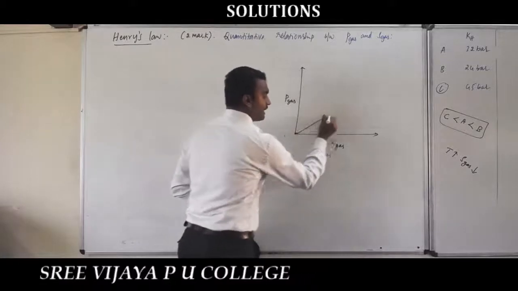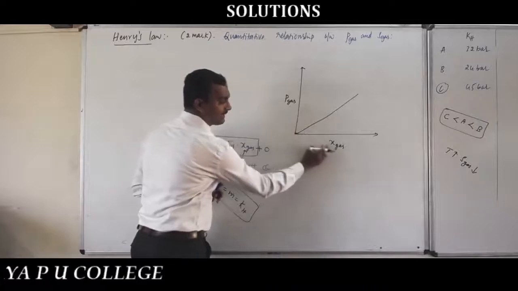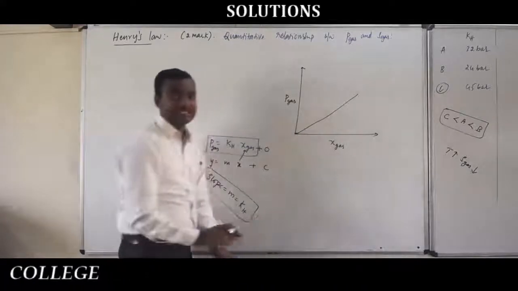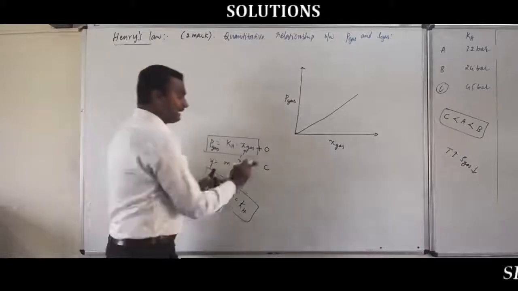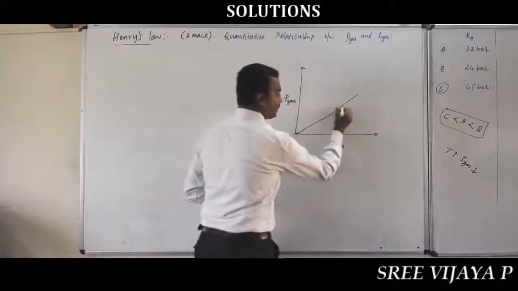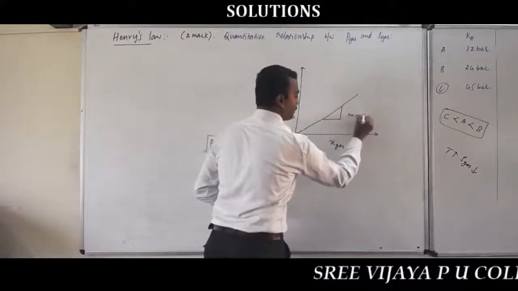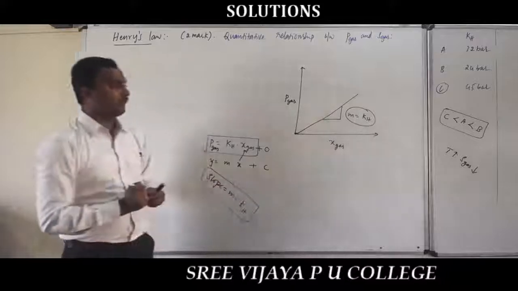So according to Henry's law, we know that as the pressure of the gas increases, the mole fraction of the gas also increases, because they are directly proportional to each other. Since the intercept is 0, the graph starts from the origin, and with the positive slope, the slope m is equal to KH, that is Henry's constant. So this is the graphical representation.